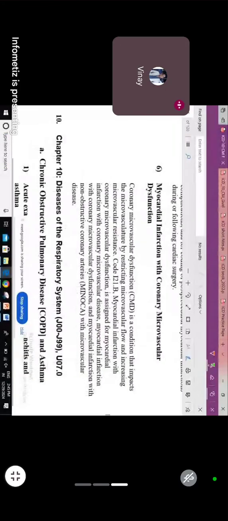The last one is myocardial infarction with coronary microvascular dysfunction. CMD is a condition that impacts the microvasculature by restricting microvascular flow and increasing microvascular resistance. Code I-21.B, a combo code, MI with coronary microvascular dysfunction. We can code.